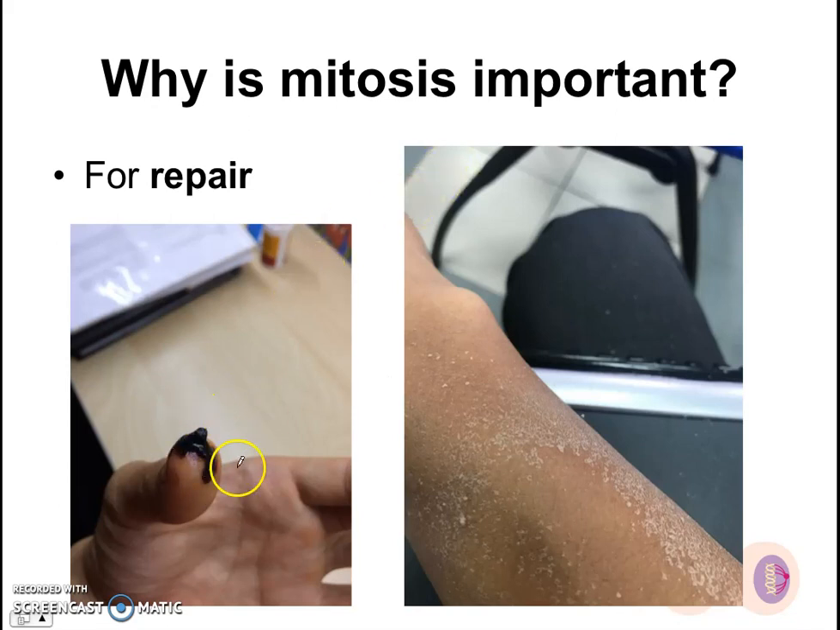The first one is me with a very bad cut, a very bad wound, and the second one is me after coming back from a very hot country, and my skin is flaking off because of the sunburn. So mitosis is also important for repair and building back tissue that has been lost, maybe through cuts, or replacing dead skin cells which fall off from my skin every day.